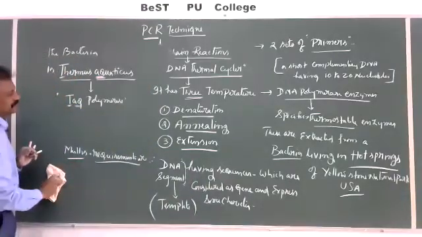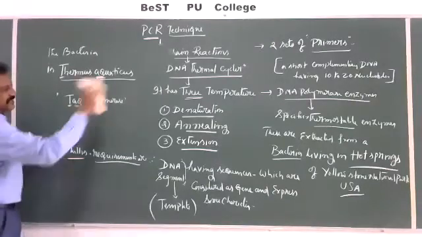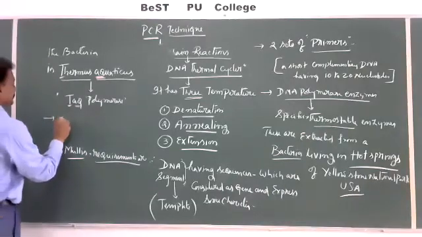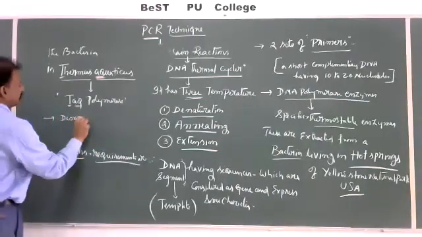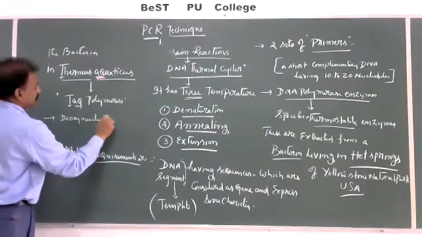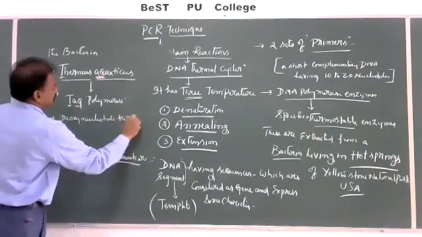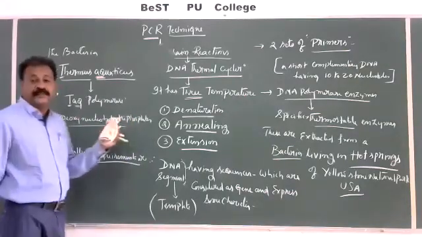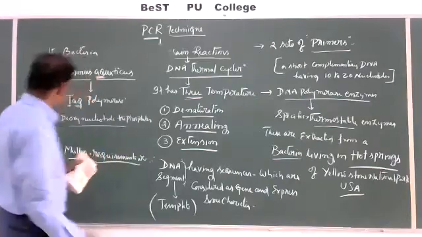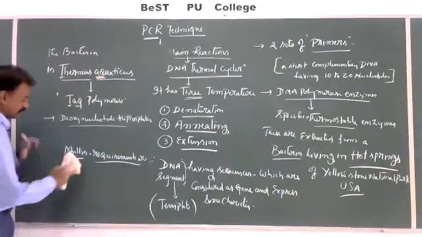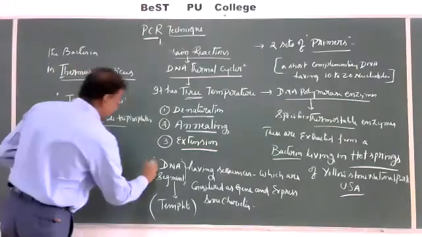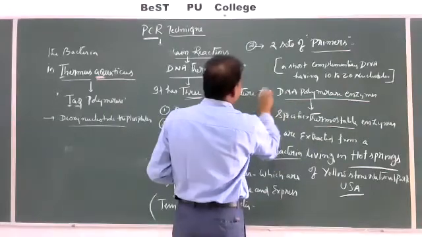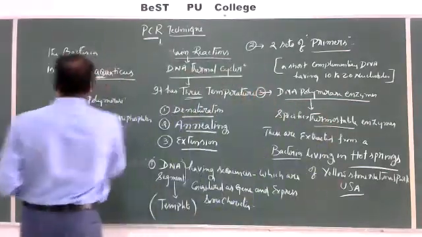Now, let us see the requirements: deoxyribonucleotide triphosphates, deoxynucleotide triphosphates, that is ATP, GTP, TTP. The requirements are DNA, sets of primers, and polymerase enzyme.